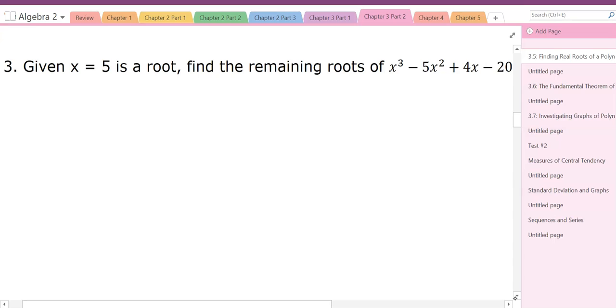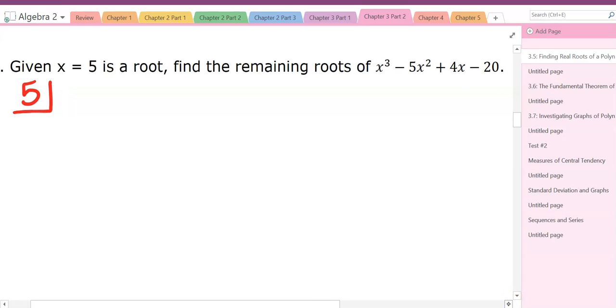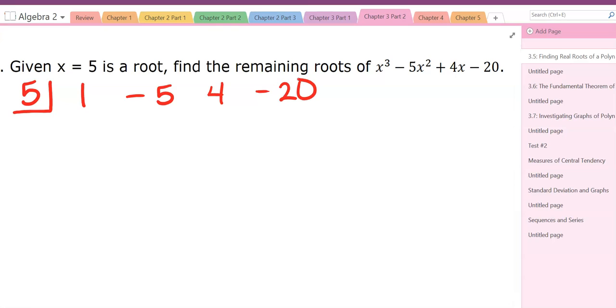So what number do I put up in the box? 5. What are your coefficients for this problem? Good. Okay, and just make sure that you guys check it doesn't skip over any terms. Like it goes x to the third, x squared, x, and then your number. So you don't have to worry about putting zeros in.